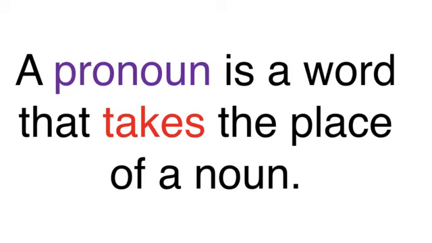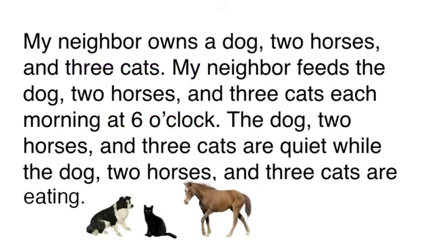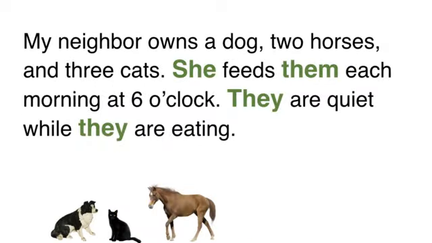It is probably easier to show you in this story. My neighbor owns a dog, 2 horses, and 3 cats. My neighbor feeds the dog, 2 horses, and 3 cats each morning at 6 o'clock. The dog, 2 horses, and 3 cats are quiet while the dog, 2 horses, and 3 cats are eating. Wow, that was a mouthful. We can use pronouns to shorten it and not be so redundant. So let's try this one.